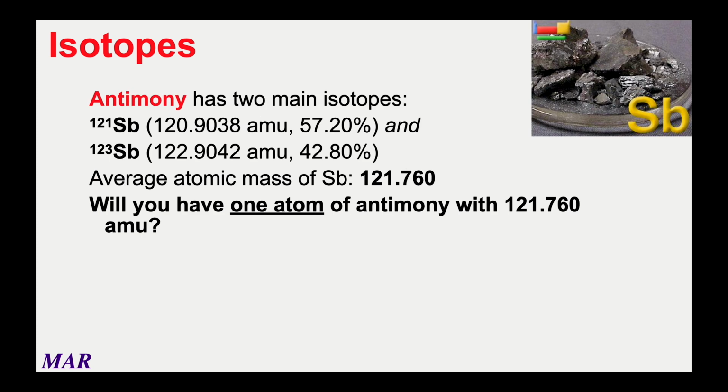Antimony is another element on the periodic table. It's number 51. And antimony has two main isotopes. Antimony-121, about 57.20% abundant, and antimony-123, which is about 42.80% abundance. Now, the average atomic mass of antimony, 121.760, is about halfway between 123 and 121, more or less. And the question is, will you ever have one atom of antimony at 121.760 AMU? And the answer is a resounding no.